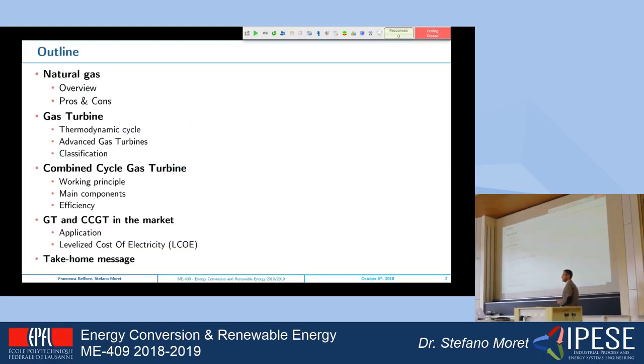Okay, so the topics we will be talking about are an overview. We recall some key aspects about the resource that we normally use for gas turbines, so natural gas. And then we will define the two main technologies, the gas turbine and the combined cycle, which is an advanced energy conversion cycle that puts together a gas turbine with a steam cycle to produce electricity. And finally, I will give you an introduction to one measure, which is the levelized cost of electricity, which we will use very often also during the exercises and so on in the course.